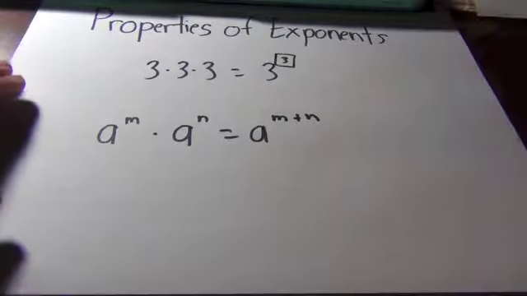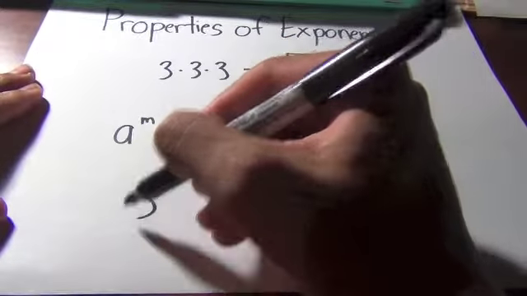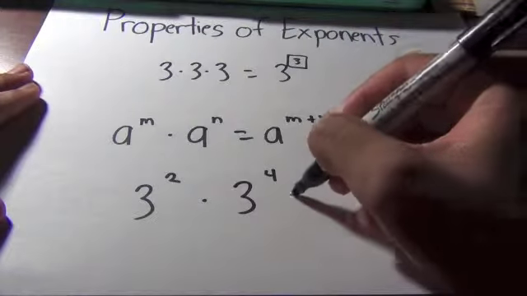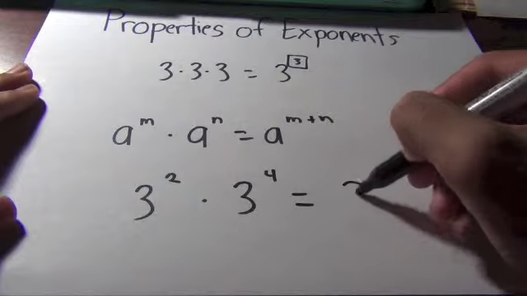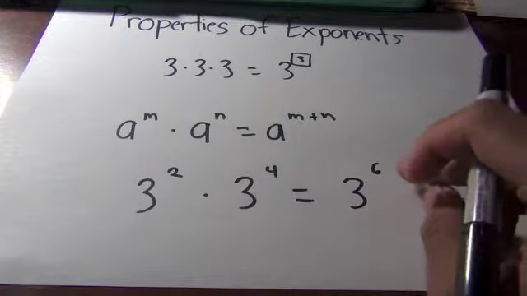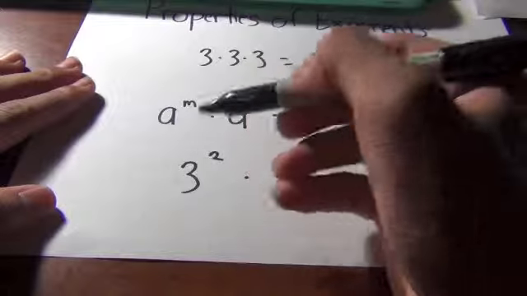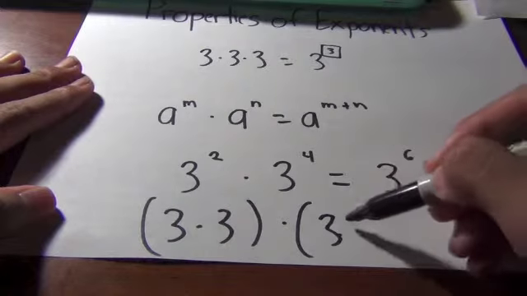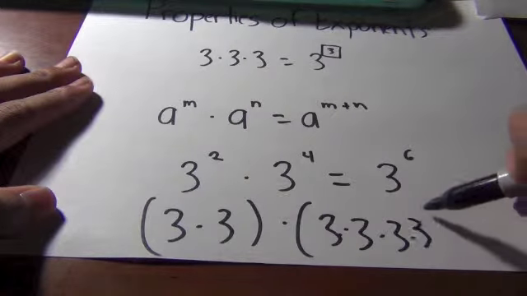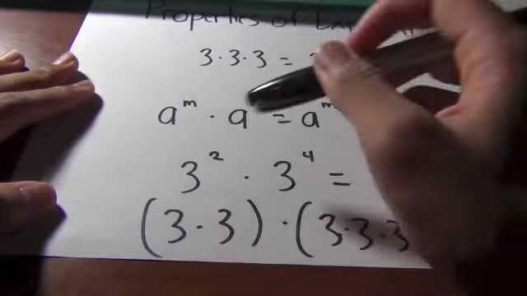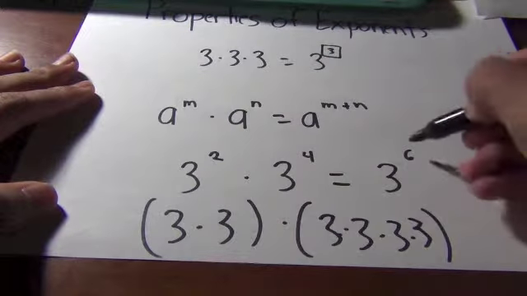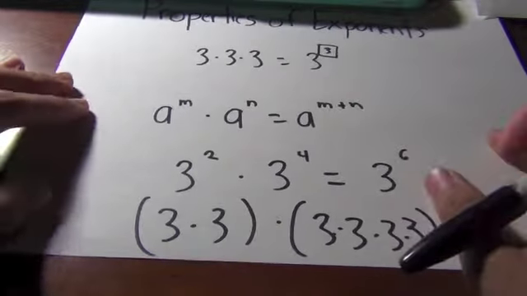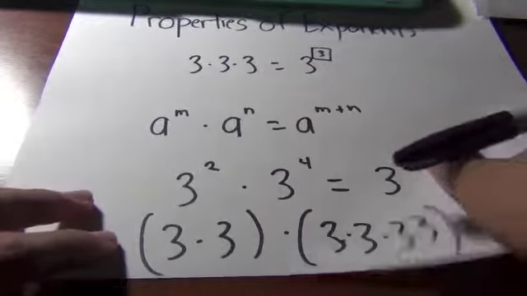Another explanation of this: let's say I had 3 to the second times 3 to the fourth. I would simplify this to 3 to the sixth. The reason it's 3 to the 6th is that if I write this out, which is 3 times 3, so 3 two times, multiplied by 3 times 3 times 3 times 3, how many 3's are there? 1, 2, 3, 4, 5, 6. There are six 3's, and it's also the same as 3 to the 6th. So 3 is multiplied by itself 6 times. That's the basic reasoning behind this property.